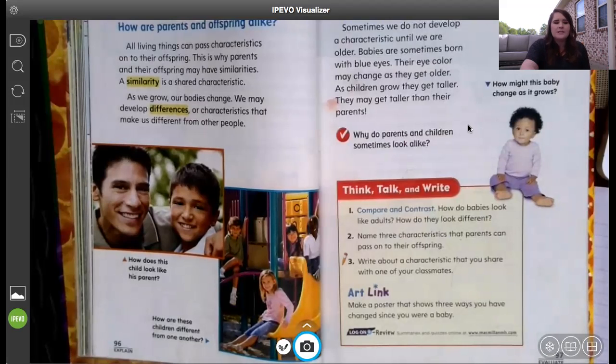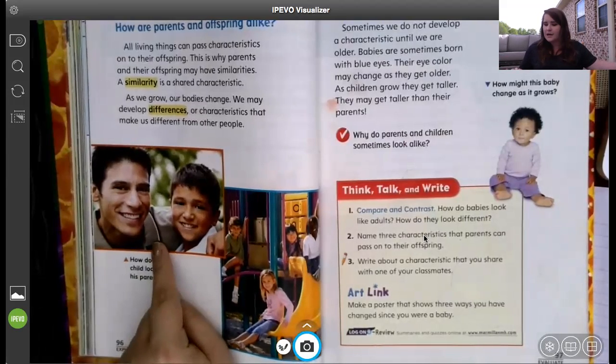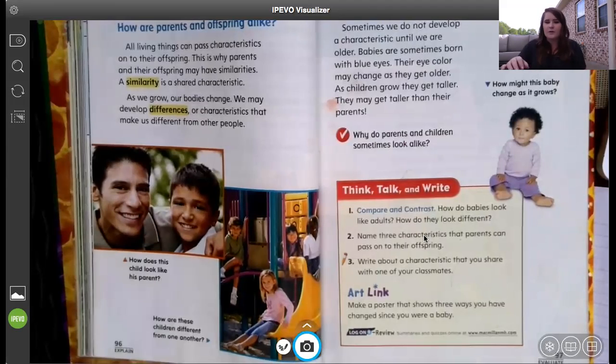So what I'm going to do is I'm going to look at this picture right here, and I'm actually going to screen grab it so that I can write on it. And that way we can do a quick activity that you can do at home too.